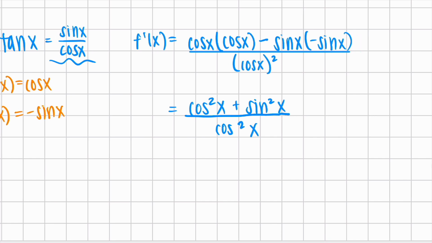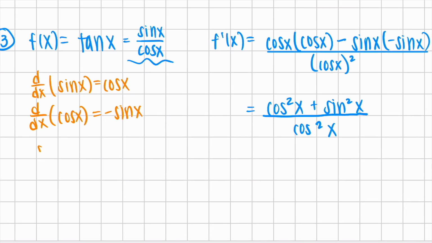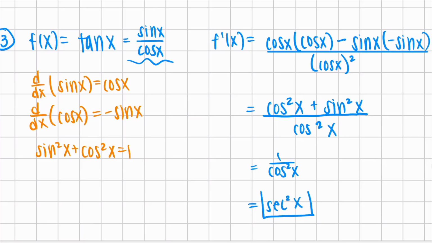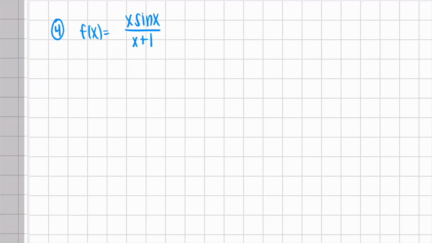And then we should have the Pythagorean identity memorized. We should know that sine squared x plus cosine squared x equals 1. So this is the same thing as 1 over cosine squared x. And we should know that 1 over cosine is secant of x. So this is secant squared x. So that means that the derivative of tangent of x is secant squared x. We have one more example.